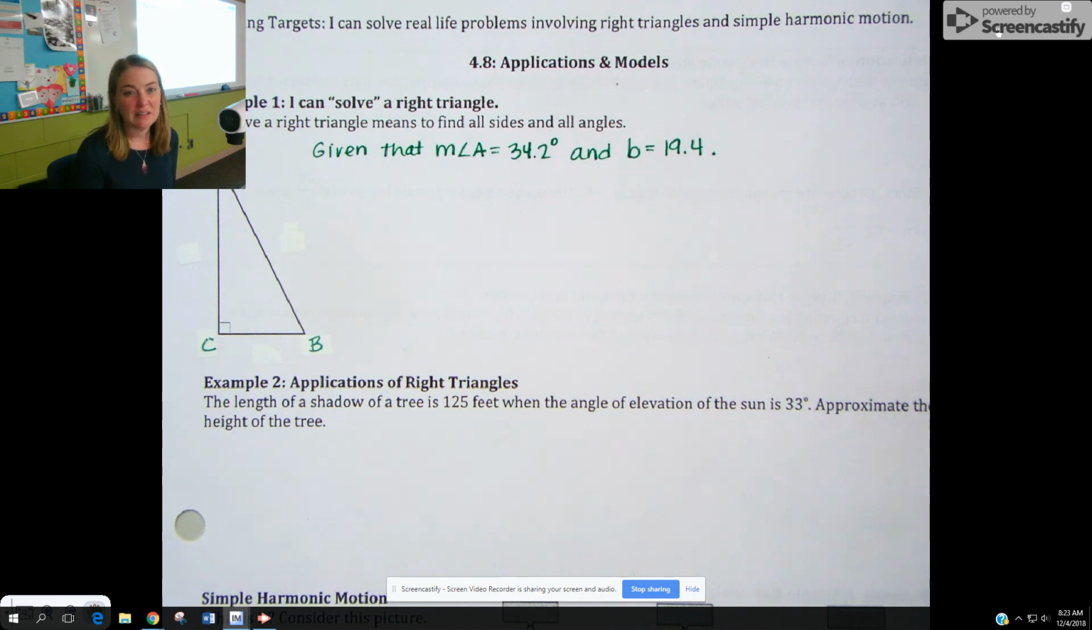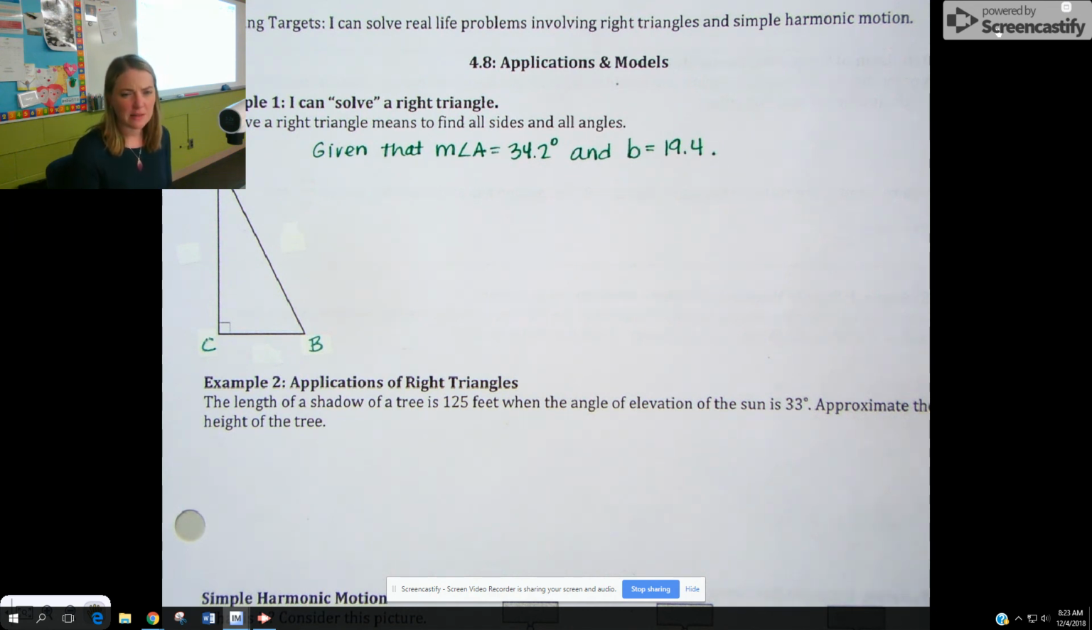All right, good morning and welcome to 4.8 Applications and Models for Trig Functions. Our goal today is to work through a couple different types of problems. The first group that we're going to talk about is what's called solving a right triangle. You would have seen this already in your geometry class. So you have to fill in a few details here.